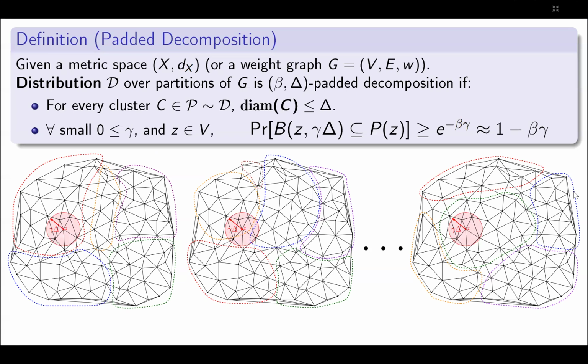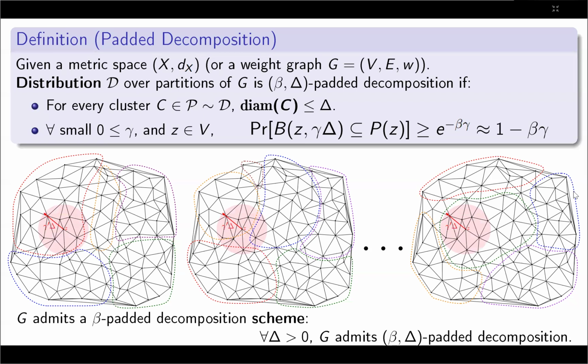So delta is not really important, just a scale, but the ball of radius gamma, you should think of gamma as some small number. The probability you cut is beta times the radius of your ball. As your ball becomes larger, the probability of cutting becomes larger as well. As gamma becomes tiny, the probability of cutting goes to 0, or the probability of being clustered together goes to 1. We say that the metric space meets a beta padded decomposition scheme if you can construct such a partition for every scale delta.